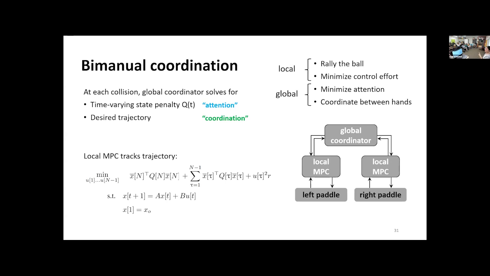Okay, so the second thing that we do are the local MPCs, and that takes care of the other two things. It rallies the ball, it literally hits the ball, and it also minimizes the control effort. So this equation here, this is just a standard quadratic penalty optimization. So the x bar is our deviation from trajectory.